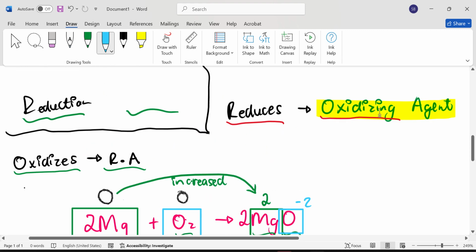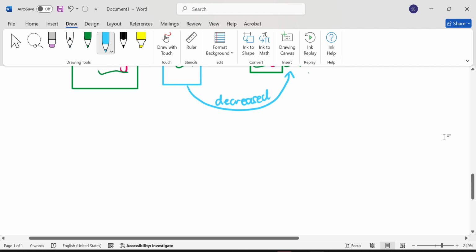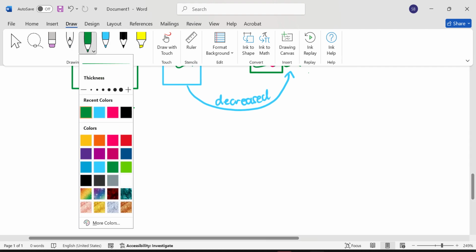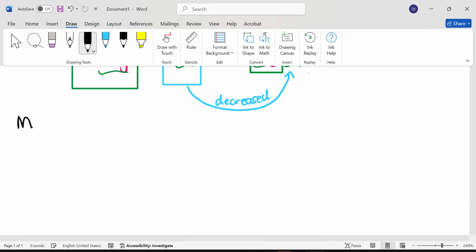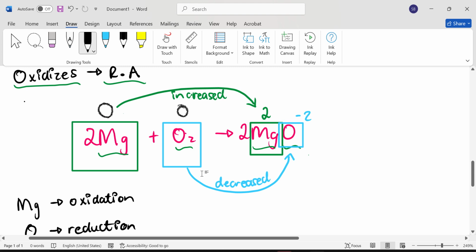Now, what does it tell you? According to our definitions, if something has an increase in oxidation numbers, we say it undergoes oxidation. If it has a decrease in oxidation numbers, it undergoes reduction. So in this particular case, I hope you all can see that magnesium undergoes oxidation and oxygen undergoes reduction. Why? Because the oxidation number of magnesium increased and the oxidation number of oxygen decreased.